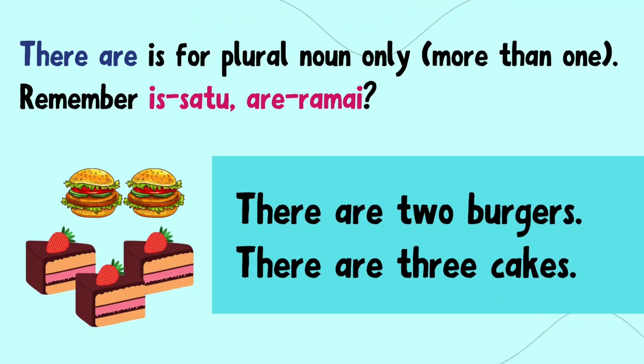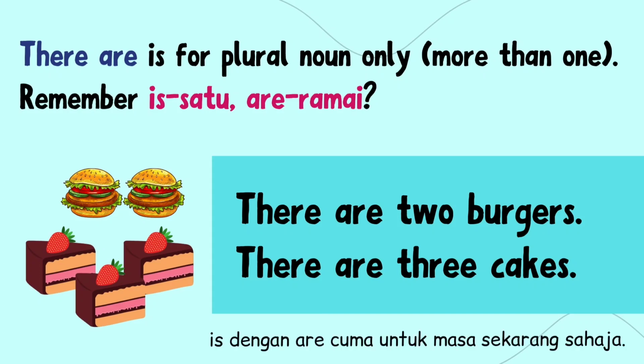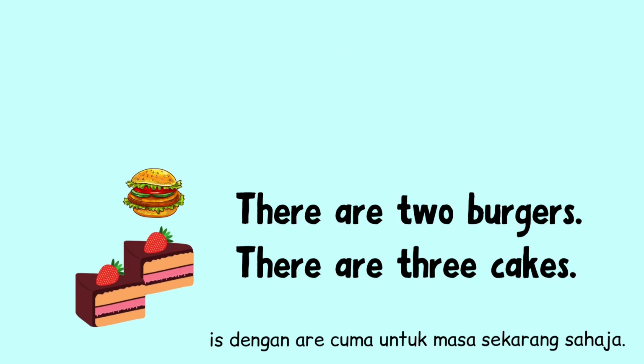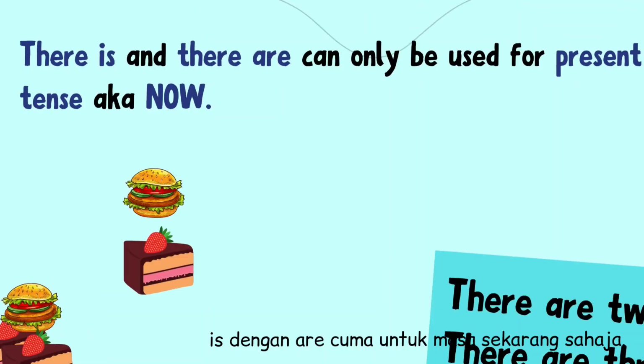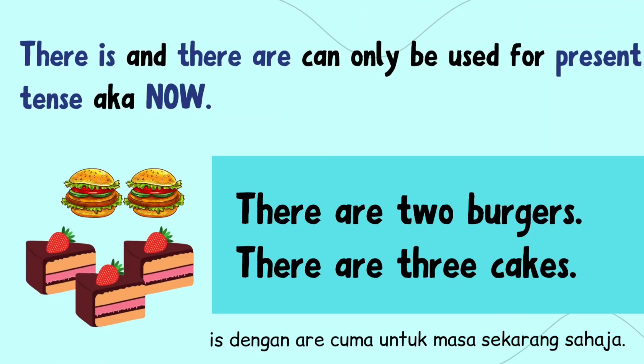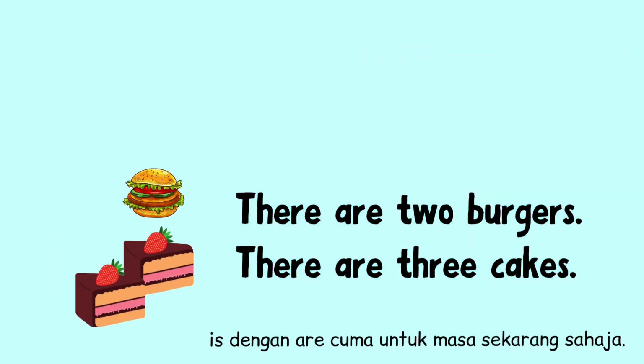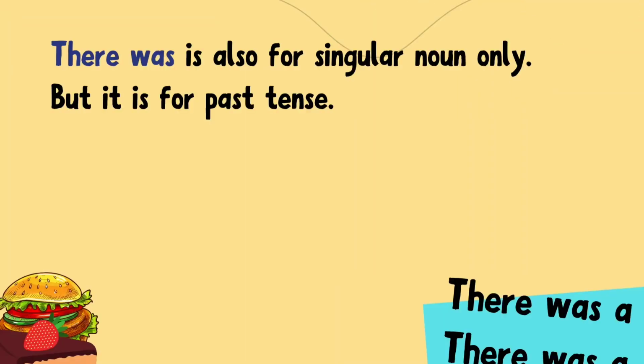There are is for plural noun, more than one. Are is ramai. There are two burgers. There are three cakes. There is and there are can only be used for present tense, aka now. Like, there are two burgers. There are three cakes. Don't use it in the past tense.